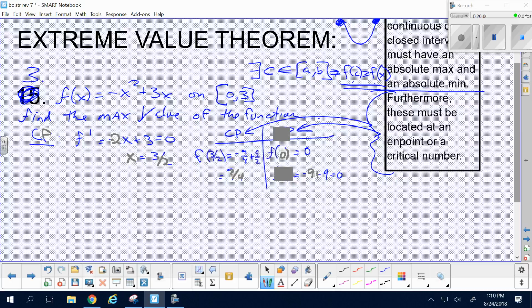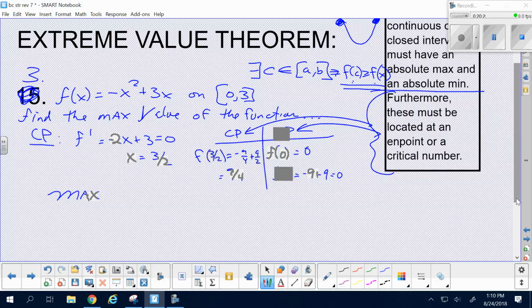The theorem says that the only place an absolute extreme could be is a critical point or an endpoint, so you really only have to look at 3 places. You don't have to look at whole intervals. So, based on that, you see who wins the contest, and the contest is won by the max value.